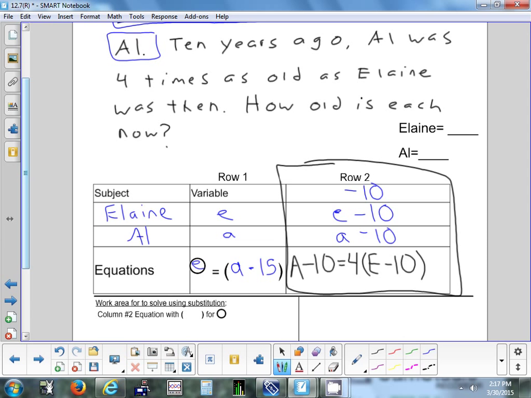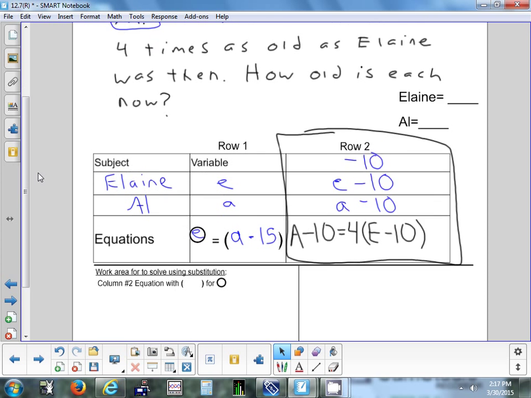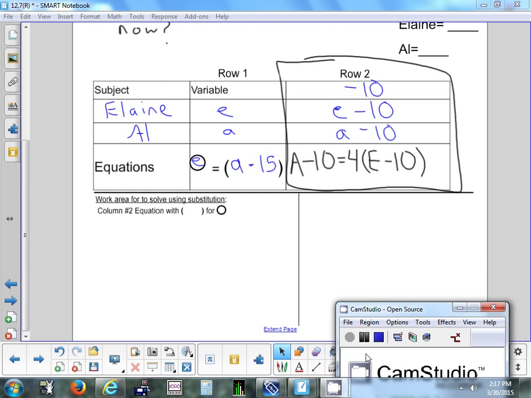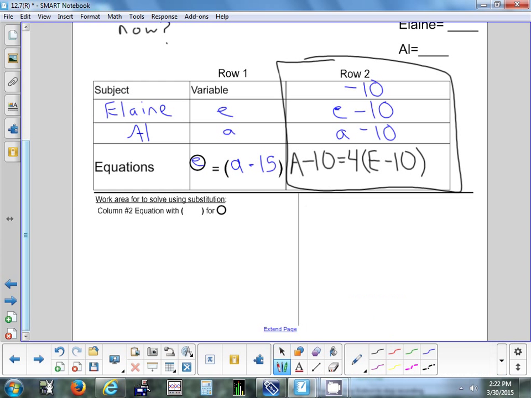Now, I want you guys, with the groups that you're working with, to solve for both. I want you to solve for Elaine and solve for Al. All right, so now we got our first 2 equations. Okay, who can tell me, what do I do next?